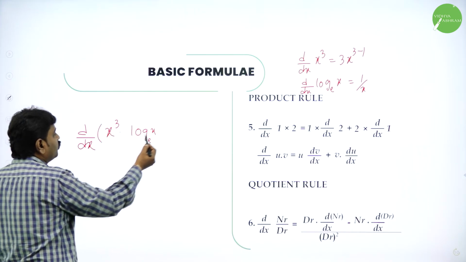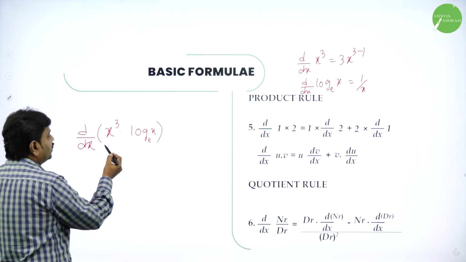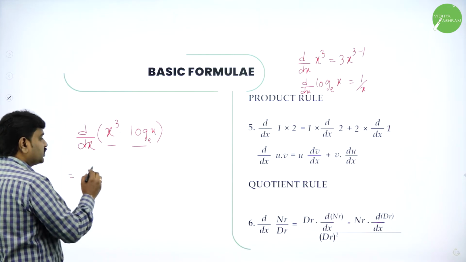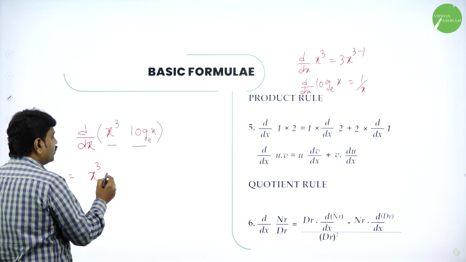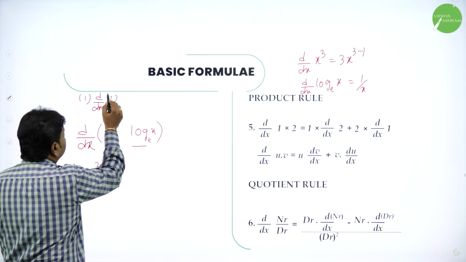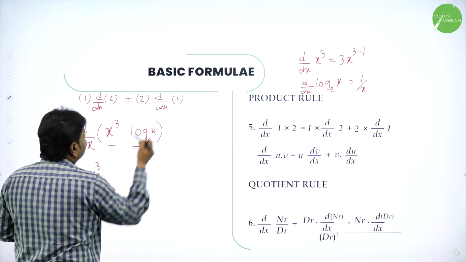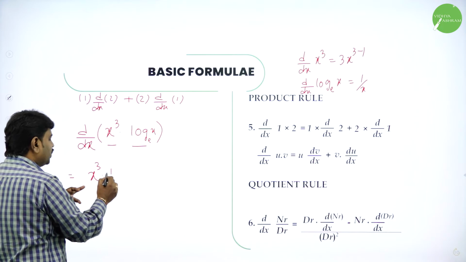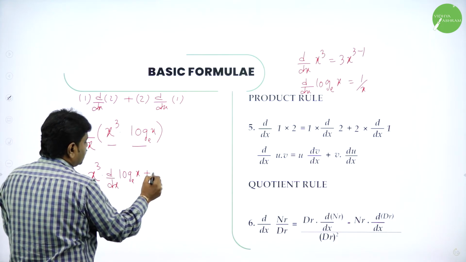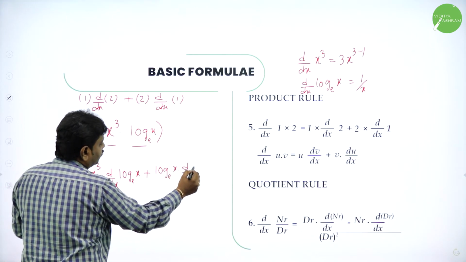So whenever a product of two functions is there, we should use what rule? Product rule. What is the first function here? X cube. What is the second function? Log x. What is the rule? First function into d by dx of second function plus second function into d by dx of first function. So first function x cube into d by dx of log x plus second function log x into d by dx of first function x cube.